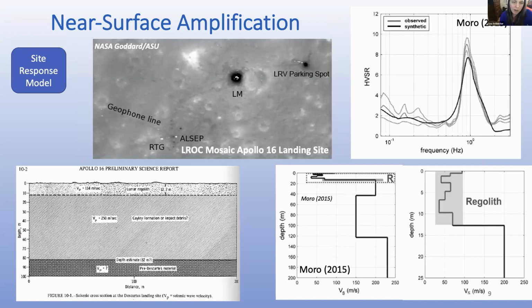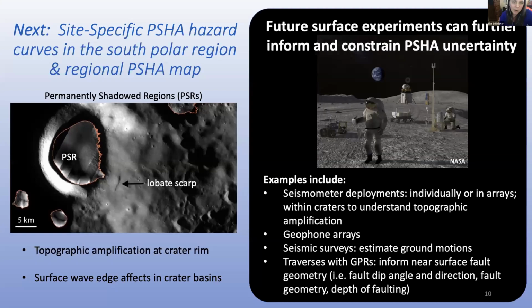And so finally, our next step, which is a work in progress, is that we're going to combine our seismic source, ground motion, and site response models to create site-specific hazard curves. We think we'll focus on the South Polar region because of the interest in the South Pole due to the potential for water ice in these permanently shadowed regions. It might be a place we might go. So we could create hazard curves there to get an idea of what the hazard would be at the South Pole. Something interesting: we know there are lobate scarps near some of these permanently shadowed regions that we might go to. Here's one in this picture.